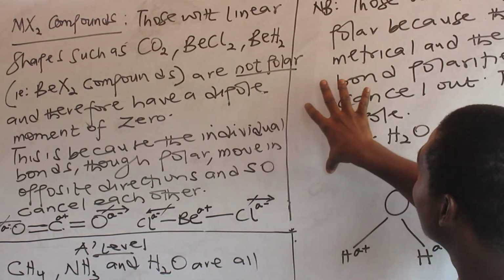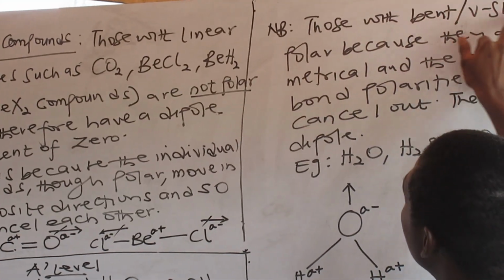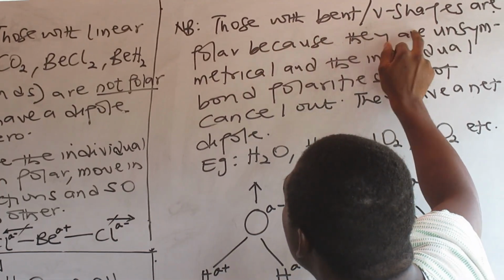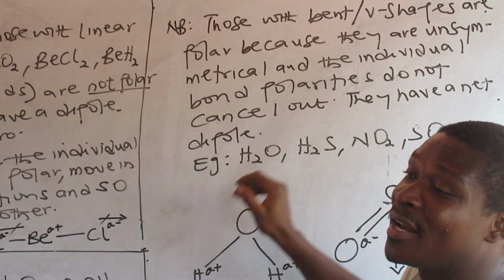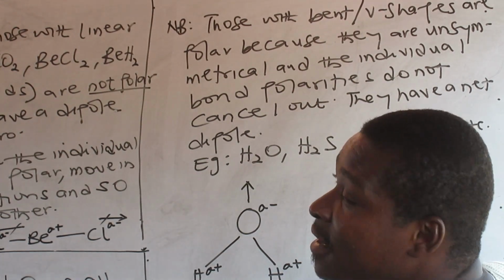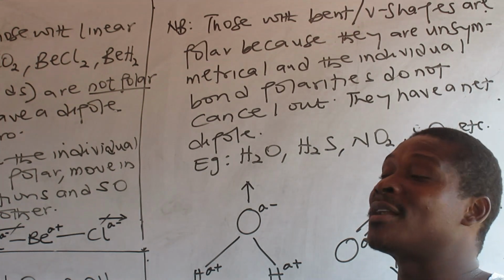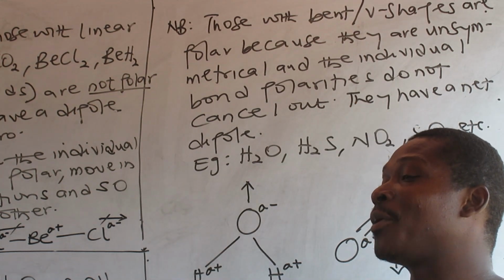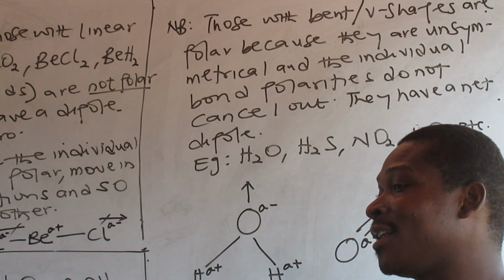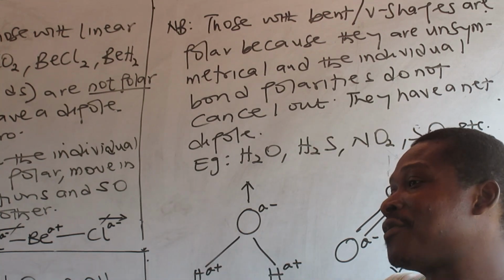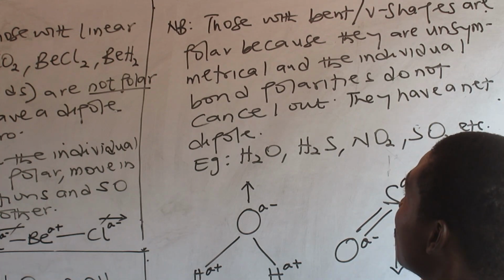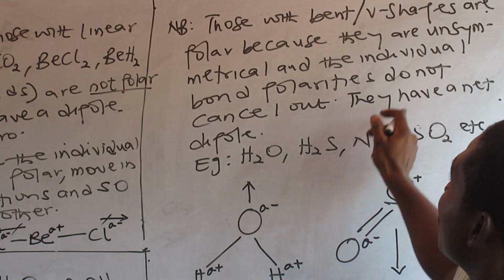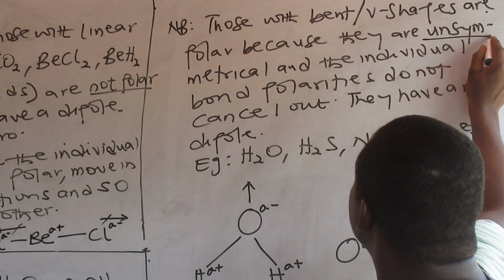But let's continue here. Those with the bent or V shape are polar because they are unsymmetrical and the individual bond polarities do not cancel out. They have a net dipole. Now, symmetry. Like humans, we are bilaterally symmetrical. See, a line divides something into equal halves, right? So when you divide me, I have only one line of symmetry, okay? So you get here, right? Good. So they say this molecule here is unsymmetrical.